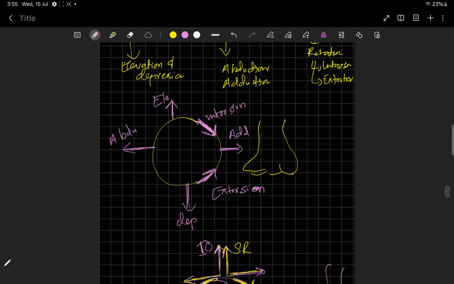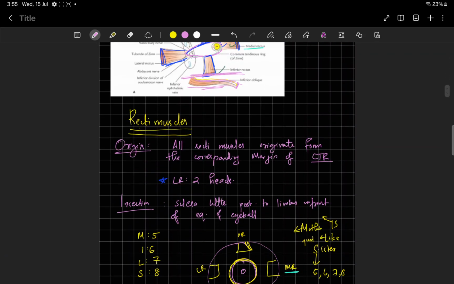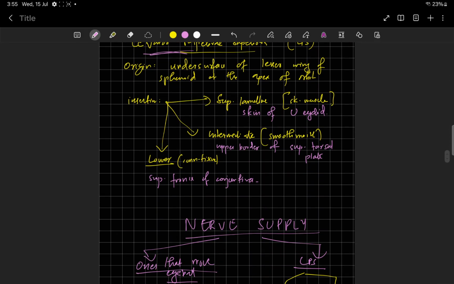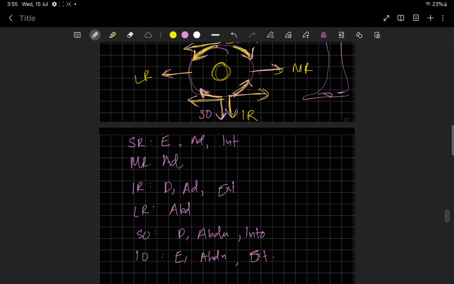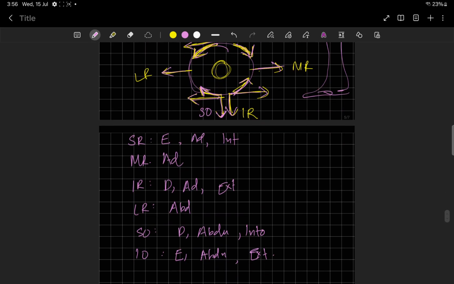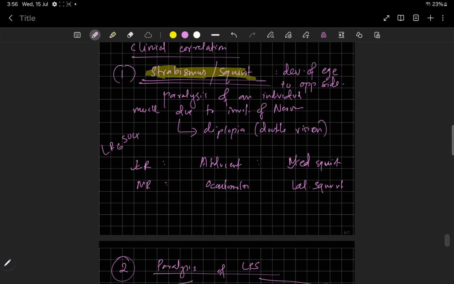So we discussed the classification of the muscles, and then we went to the origin of individual muscles, all the recti muscles, oblique muscles, and then levator palpebrae superioris, and then we went to the nerve supply, and then finally to the action. And I missed the action of levator palpebrae superioris. It is already understood. It is to elevate the eyelid. And then we went to the clinical correlation.